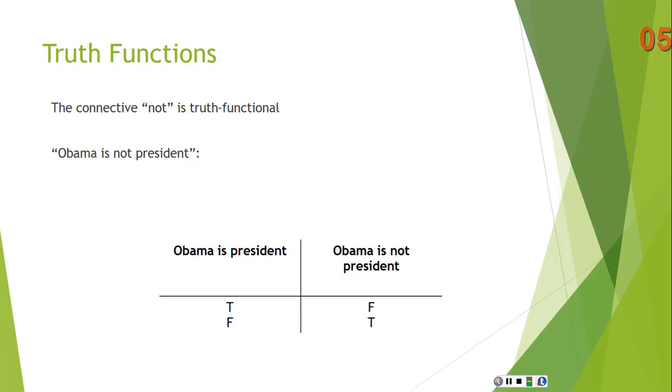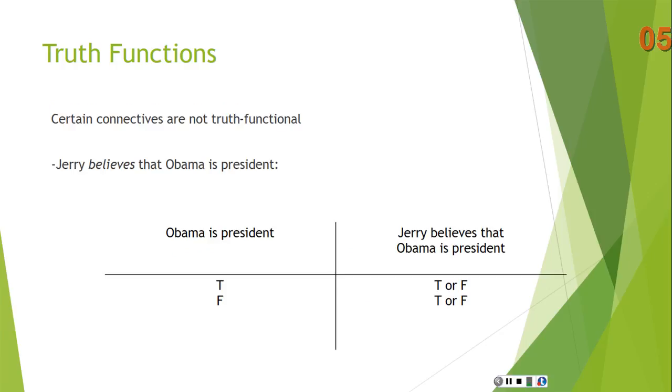The connective not is truth functional because the truth value of the entire statement is determined by the truth value of the component statement plus the nature of the logical operator not. Certain connectives are not truth functional. Believes is not truth functional.